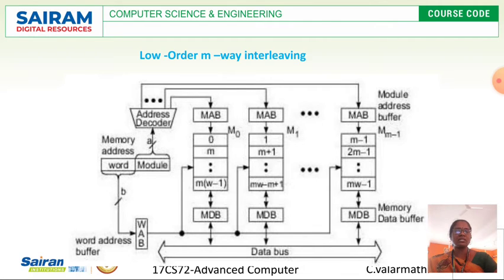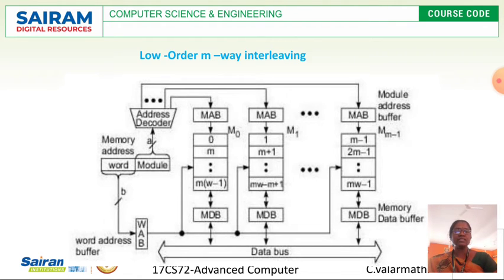So in that way it is assigned. After this address decoder, it is given to the memory address buffer, MAB. From the MAB, the corresponding word address is identified with the respective module address and word address. The data which is stored in the respective module is retrieved, and it is communicated with the other external devices with the help of MDB. MDB is nothing but memory data buffer.